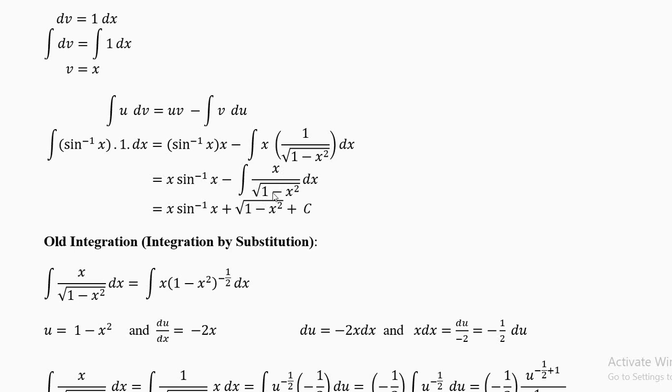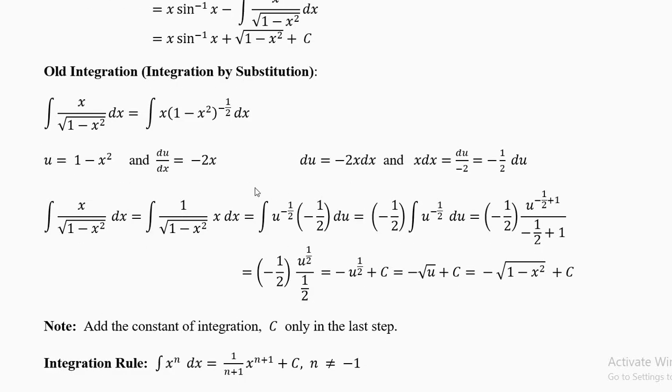What is inside the power? 1 minus x square. So the derivative of 1 minus x square is 0 minus 2x, equal to minus 2x, and the x is sitting here. So you have to use substitution and take care of the minus 2. So let's do the substitution. u equal to 1 minus x square, du equal to minus 2x dx, x dx equal to du by minus 2, which is minus half du.